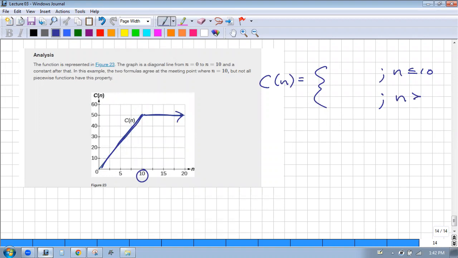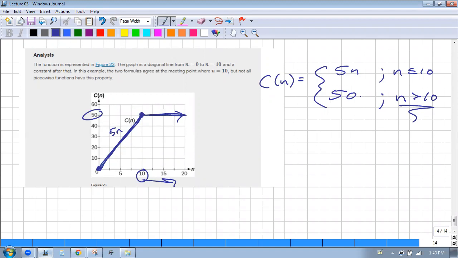This is a straight line, so it should be something like mn plus b. It starts here, so I know my b value would be 0, and the slope, let's see, my rise is 50, my run is 10, 50 over 10 is just 5. So this line right here is just 5n. The slope is 5, and it goes through the origin. So if n is less than or equal to 10, I want it to stop right here. And then for n greater than 10, it's just 50. It's always just 50 over here.